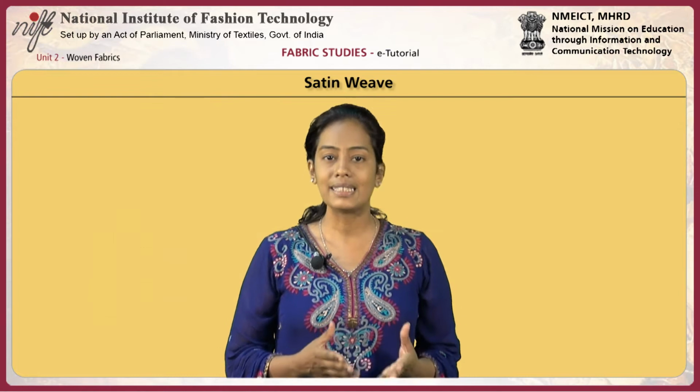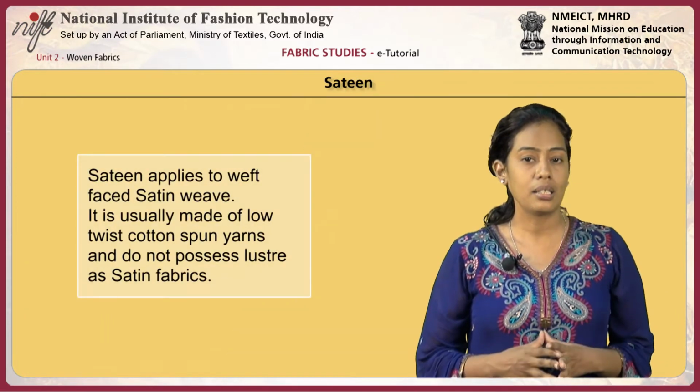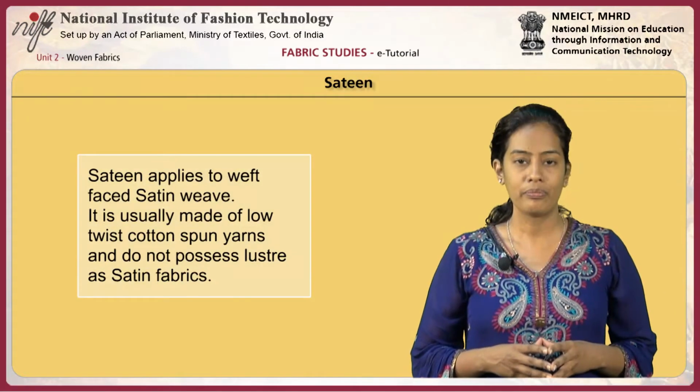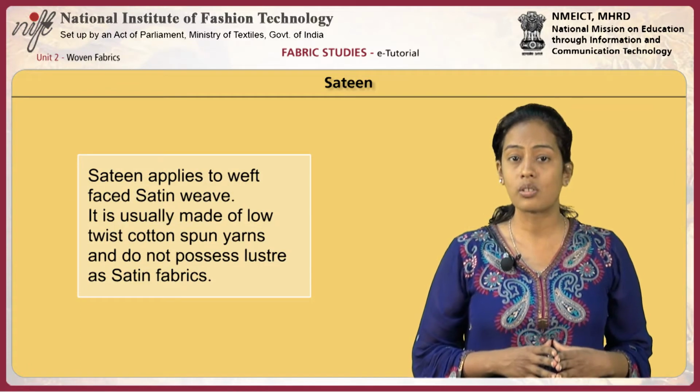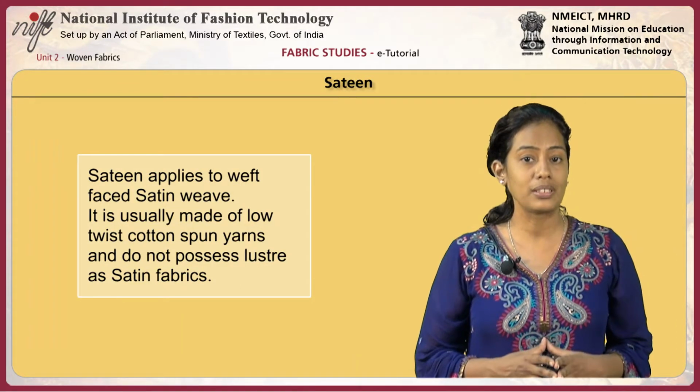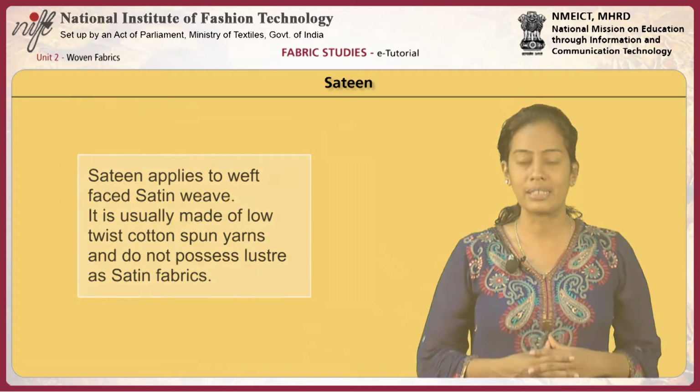Long floats in a satin fabric make it lustrous and smooth. It has good wrinkle resistance. Sateen applies to weft face satin weave. It is usually made of low twist cotton spun yarns and does not possess the lustre of satin fabrics.